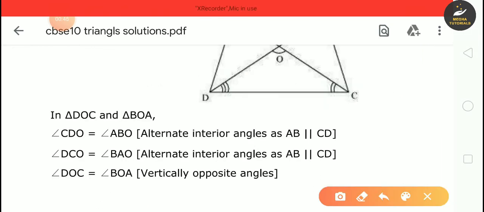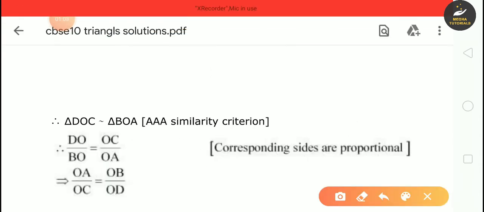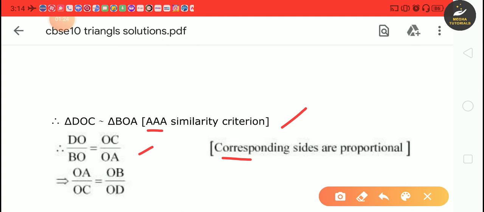In triangle DOC and triangle BOA, angle CDO is equal to angle ABO and angle DCO is equal to angle BAO. Both are using alternate interior angles, and angle DOC is equal to angle BOA using vertically opposite angles. Therefore, we can say that triangle DOC is similar to triangle BOA using AAA similarity criteria. Then you can write DO upon BO is equal to OC upon OA using corresponding sides are proportional. Then using transposition, you can write OA upon OC is equal to OB upon OD. That is your required proof.